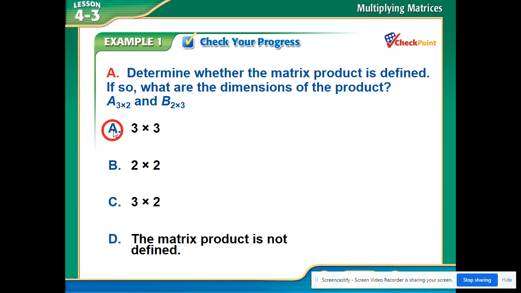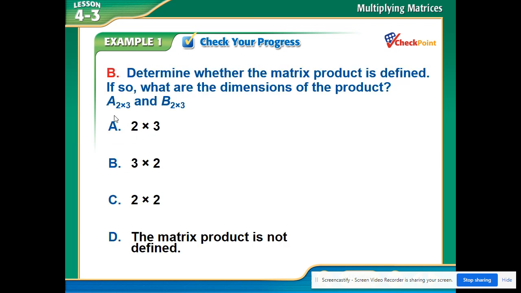Oops, a little fast there, sorry. So it is a 3 by 3. Let's try another one. A 2 by 3 and another 2 by 3. Now these are the same dimensions. We could add them, but we actually cannot multiply them. The 3 and the 2 in the middle are not the same, so that answer is not defined. We cannot do it.